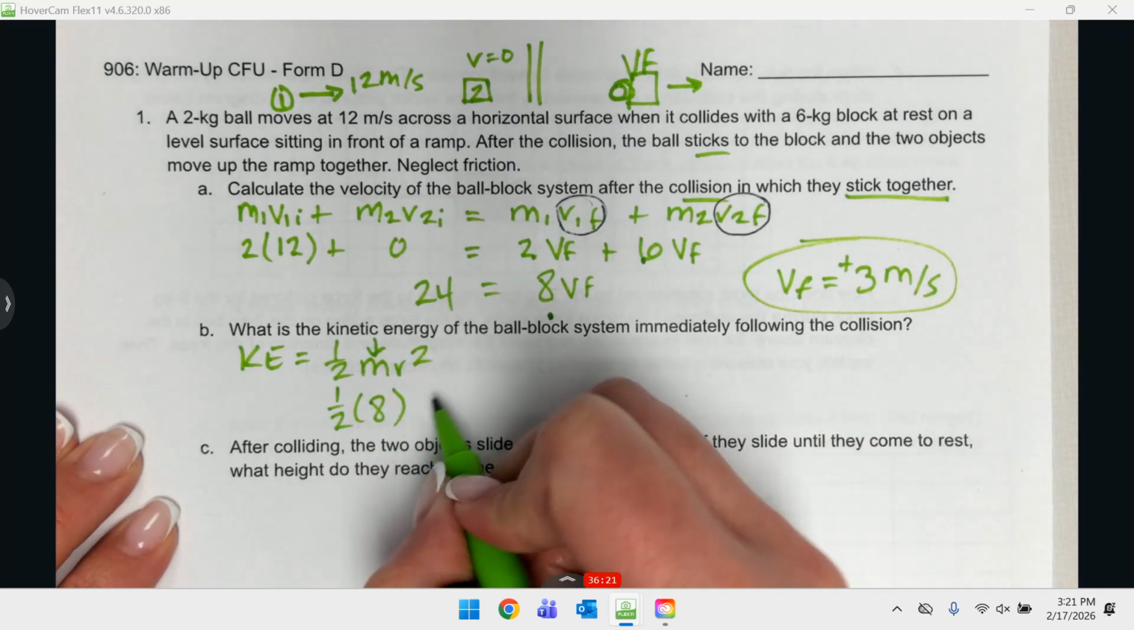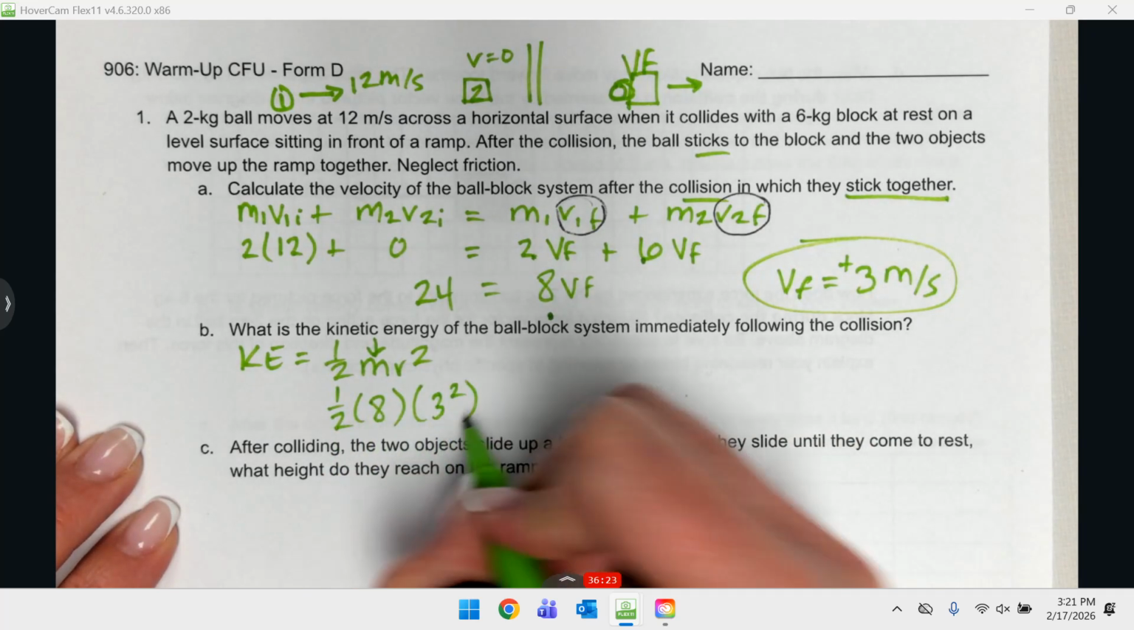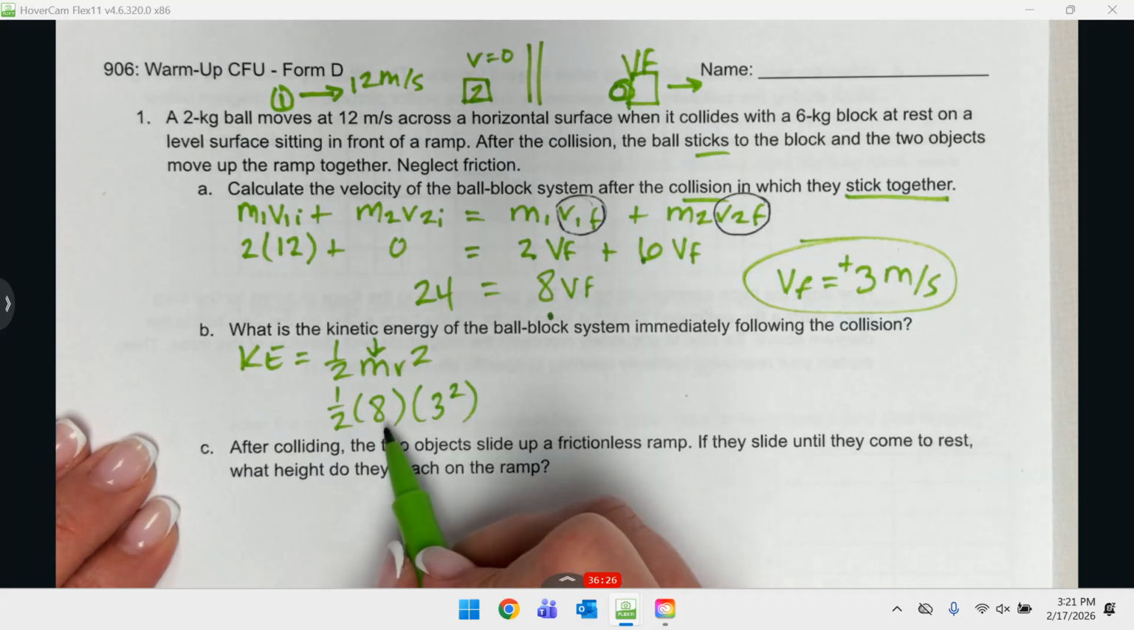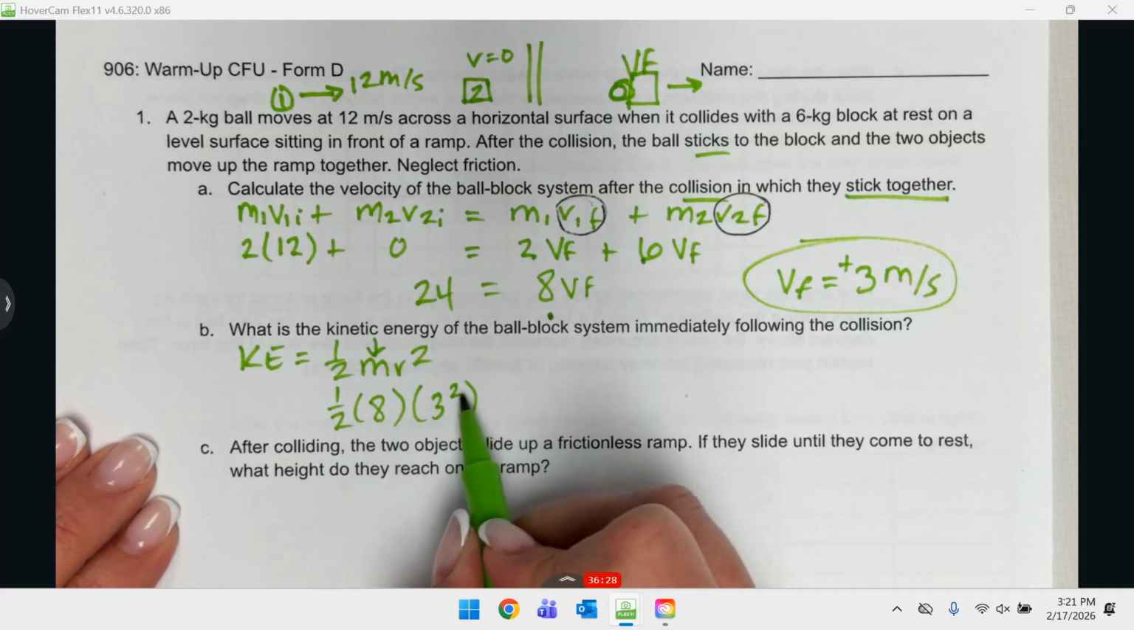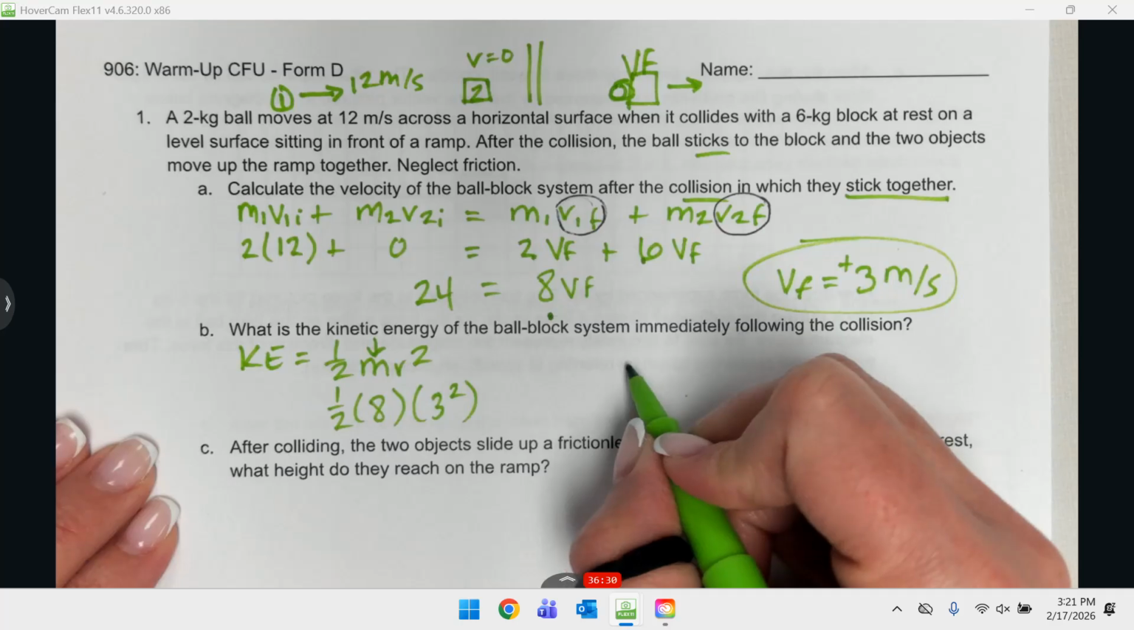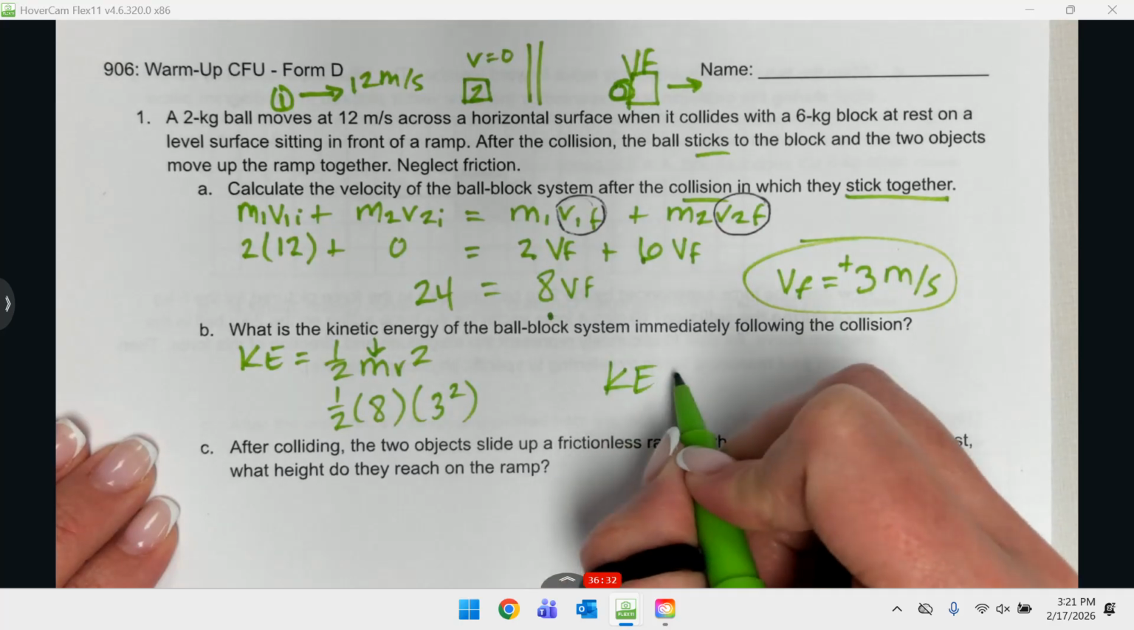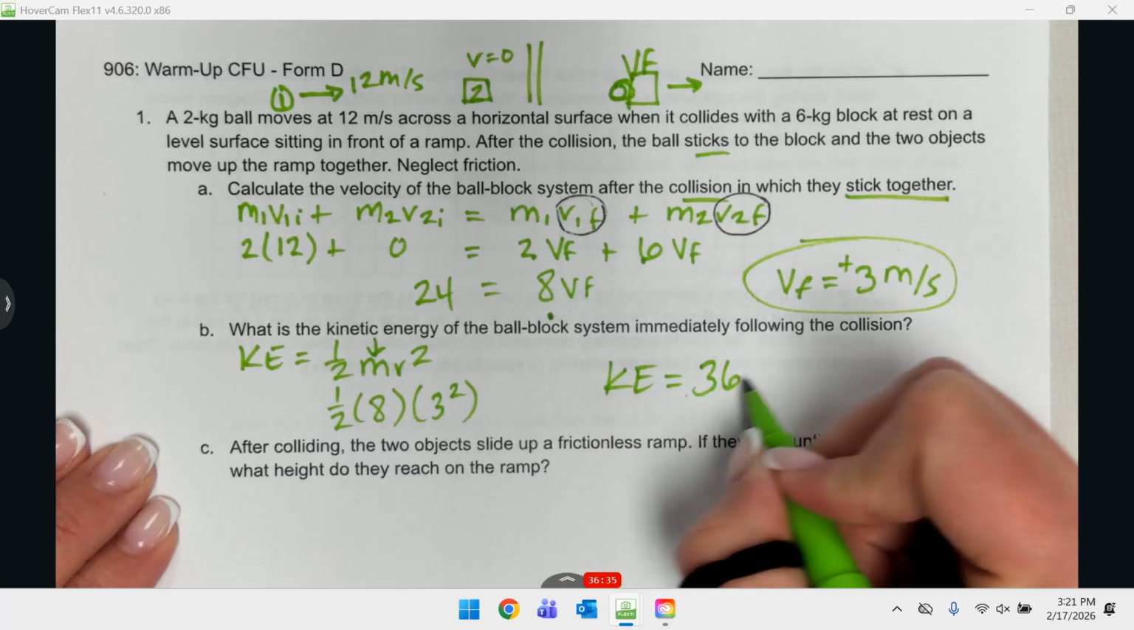1/2 times 8 times 3 squared. Okay, half of 8 is 4, and that's going to be 4 times 3 squared, 4 times 9. 9 times 4 is 36. So the kinetic energy will be 36 joules.